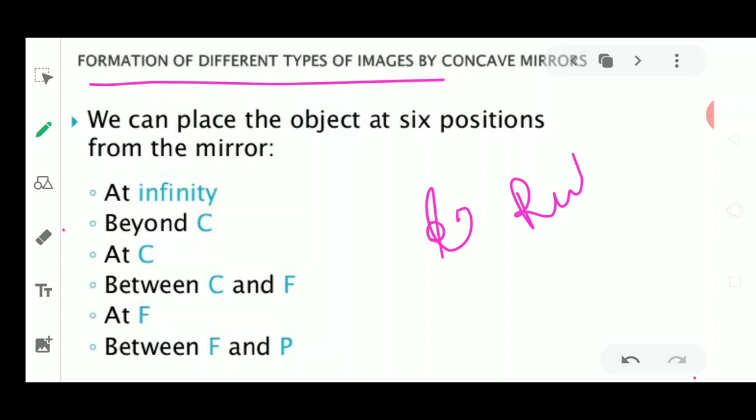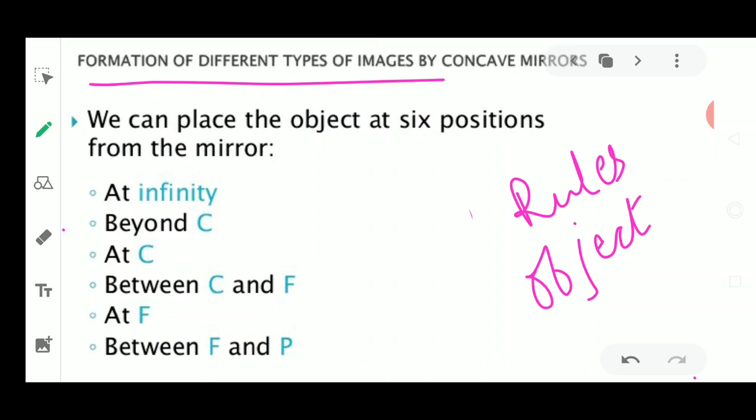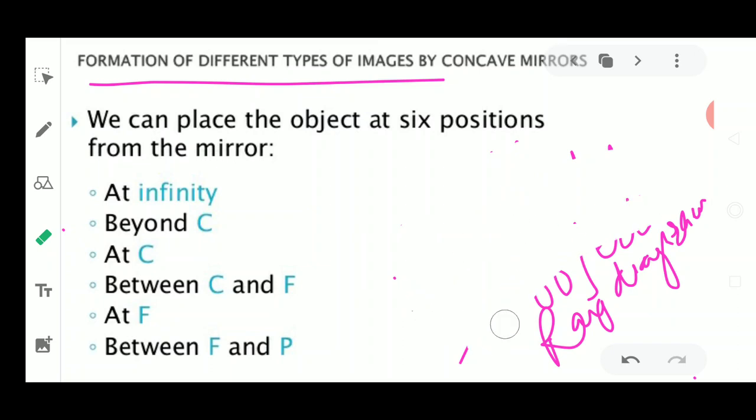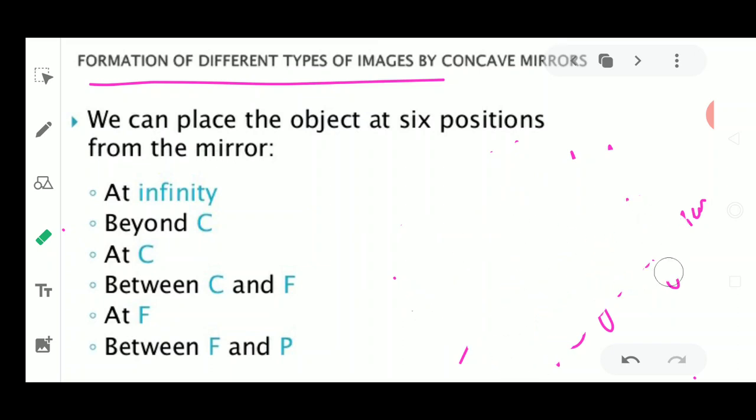So the rules, the placement of the object, and thirdly the nature of the image, what kind of image will be formed. With this we will draw the ray diagram, a diagram made to show the way light behaves after reflection. This ray diagram is a very big topic that will be taught in the next class.